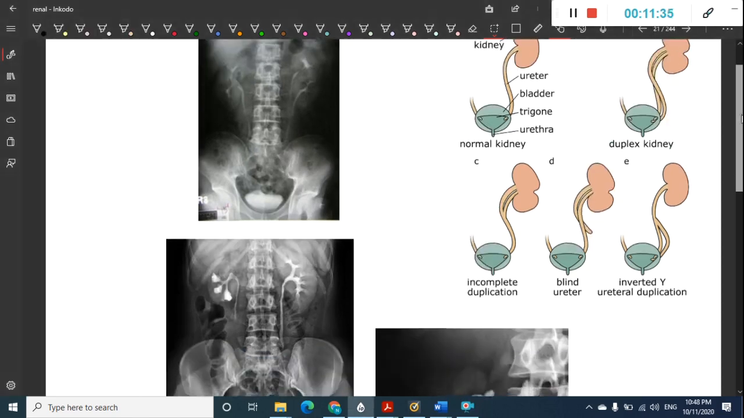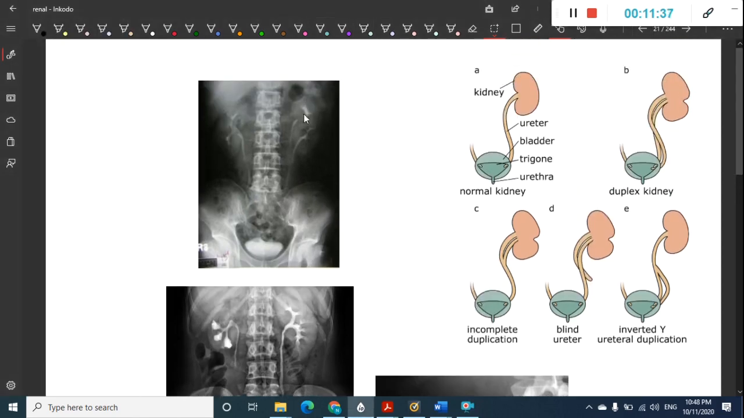Okay, so here you can see two ureters draining. This is the normal ureter on intravenous urogram, and here you can see two ureters which are draining. Normally, in this stage, there are two ureters draining into the urinary bladder. See here, this is the normal kidney with normal ureter.